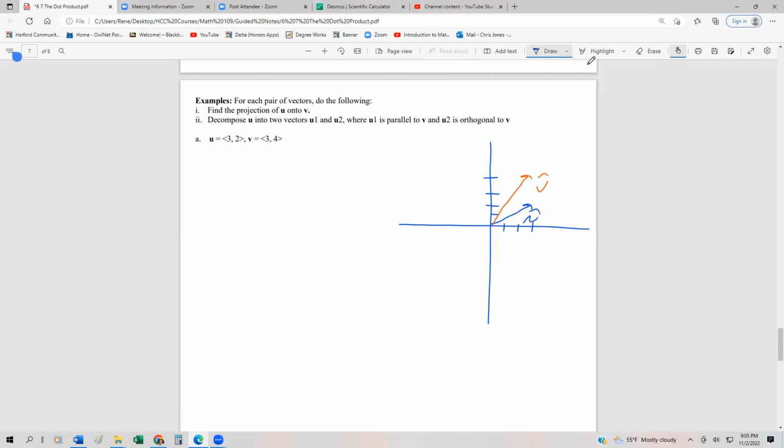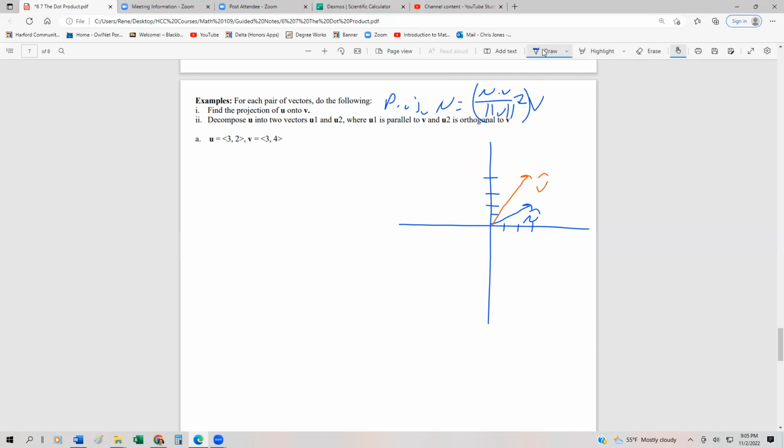All right, so let's find it. Our formula, remember, the projection of U onto V is U dot V over the magnitude of V squared, and we're going to multiply that by V. Let me erase this and make it look right; sometimes I just write too fast. That's not a square. We're going to multiply all of that by V.